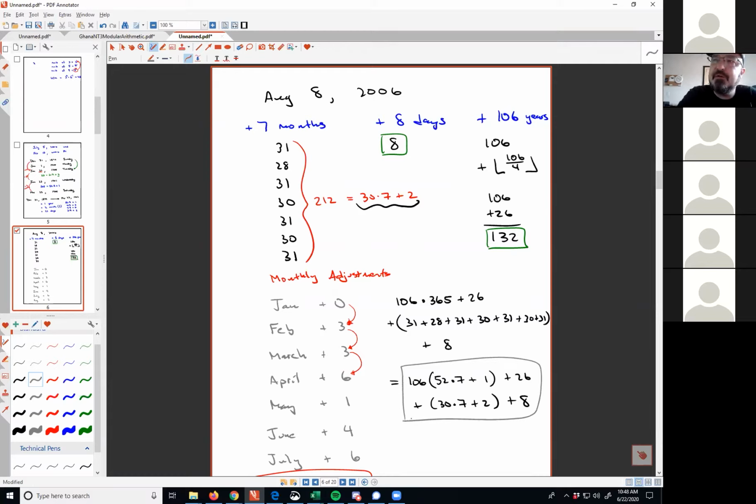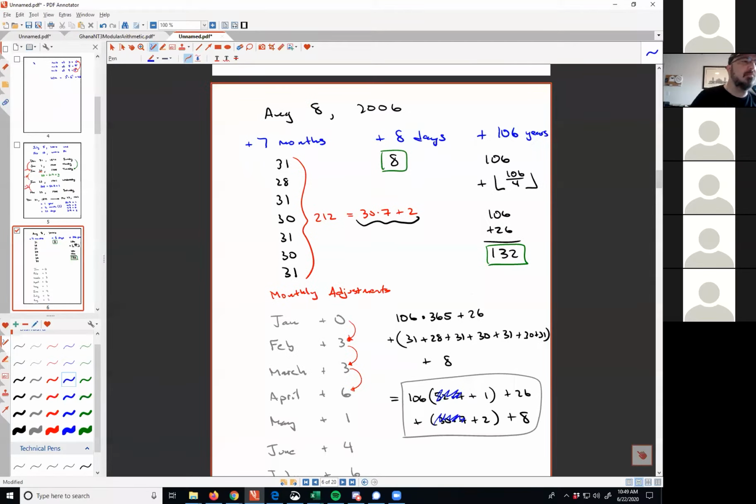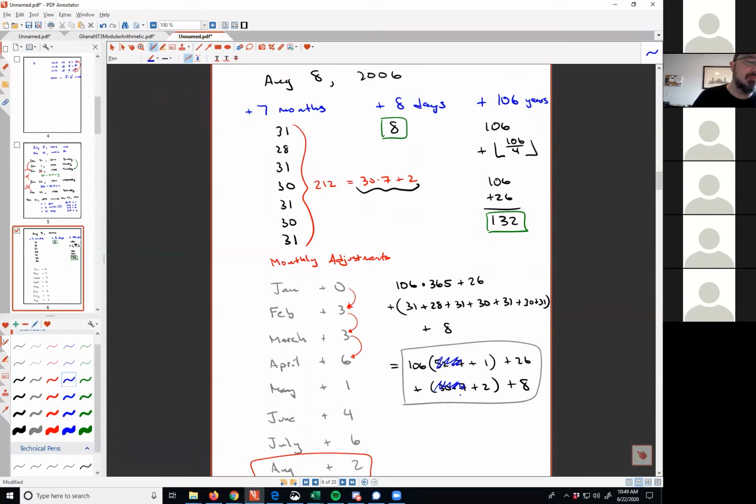Total number of days from December 31st, 1899 to August 8th, 2006. But we don't care about all the multiples of 7. We can just wipe those away. And so I call these month, day, and year values. Our month value is the 2. Our day value is the 8.